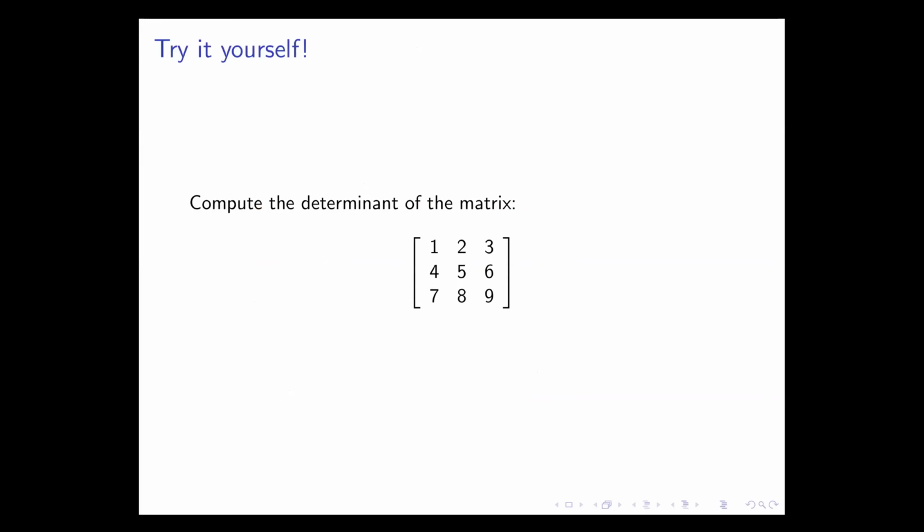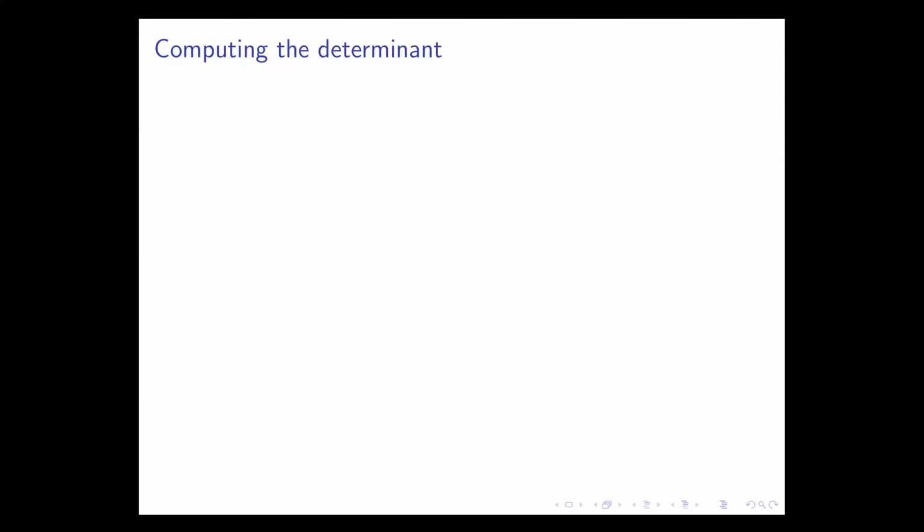Now look at this matrix. It does remind you of the telephone pad, right? It's 1, 2, 3, 4, 5, 6, 7, 8, 9. What is the determinant? Well, again, pause the video if you need some time. First do it by yourself, and then watch the rest of the video.